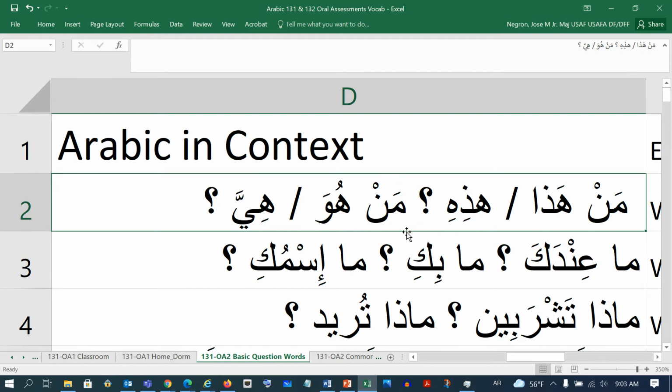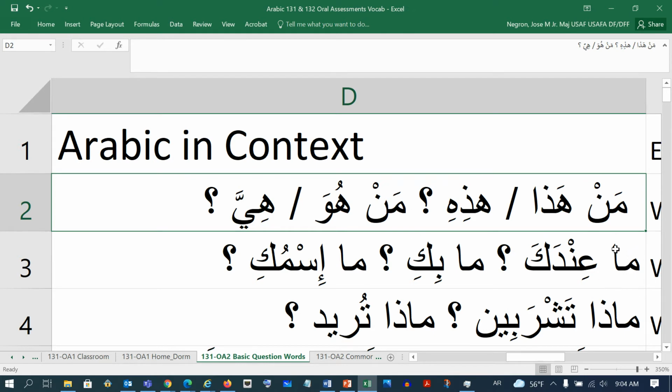Now, similarly, instead of demonstrative pronouns, the word "this," we can use subject pronouns, the words he and she, right? So you could say men hua, who is he? Men hua. Or if you're referring to a female, men hiya, who is she? Men hiya. So that's our example of men, which is who.